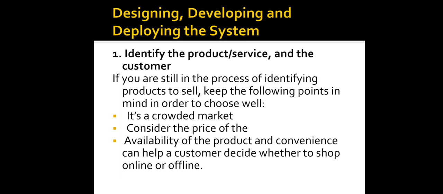Then we need to consider the price of the product. Items that are priced very low will make it difficult for us to get returns, and it is also difficult for people to purchase high value items. So we need to consider the price of the product. Third thing is availability of the product and convenience can help a customer decide whether to shop online or offline. Now, availability is how easily the product is available and how convenient it is for the customer to buy it online or offline. And items that are not usually available in stores tend to rack up more sales online.